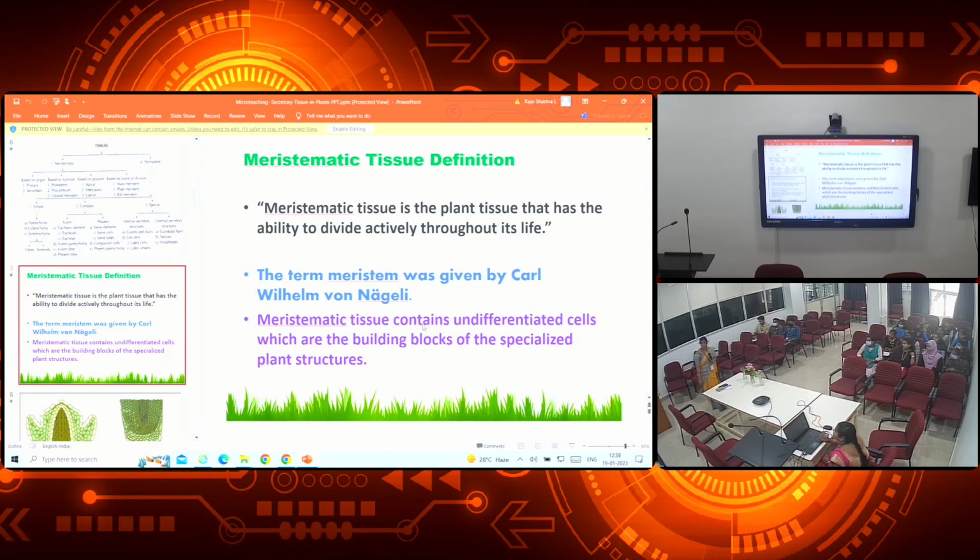So what are the categories? What are the characteristics of meristem? I told you, no, they will be in a continuous state of division. The cell just keeps dividing and going on. Its only work is to keep producing more cells. That's all. So that's the thing that will be happening.